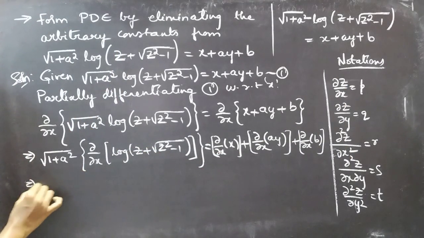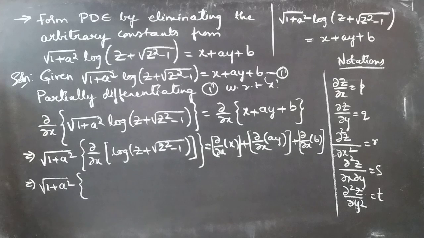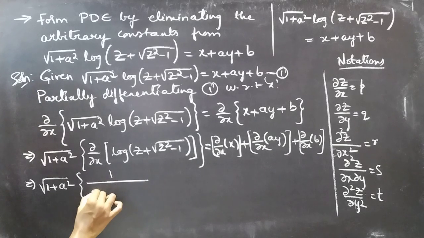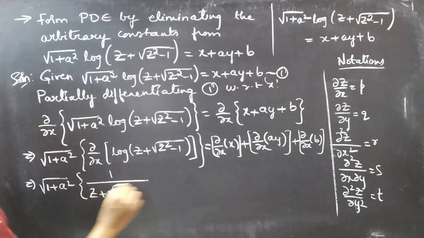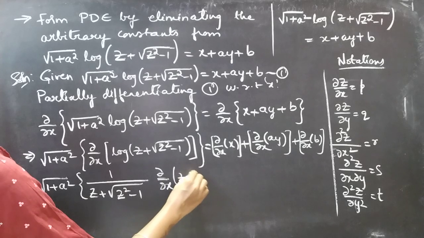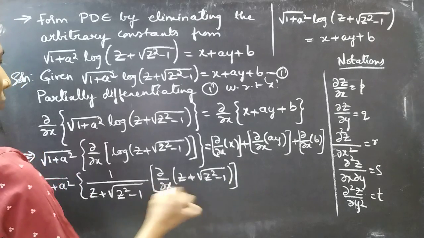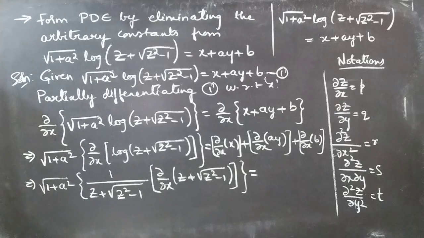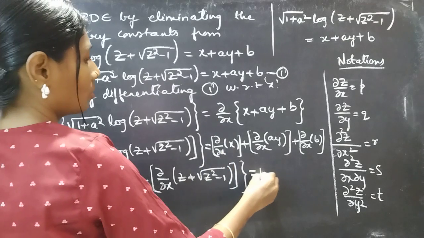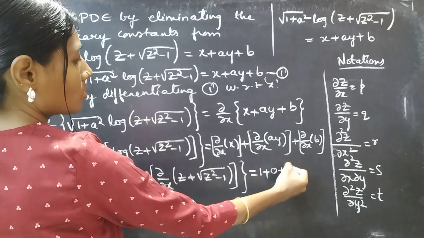This gives us square root of 1 plus a square into partial derivative of log of z plus square root of z square minus 1 is 1 by z plus square root of z square minus 1 into inner derivative, that is derivative of z plus square root of z square minus 1, equal to partial derivative of x with respect to x is 1 plus partial derivative of a constant with respect to x is 0 plus partial derivative of a constant with respect to x is 0, right?